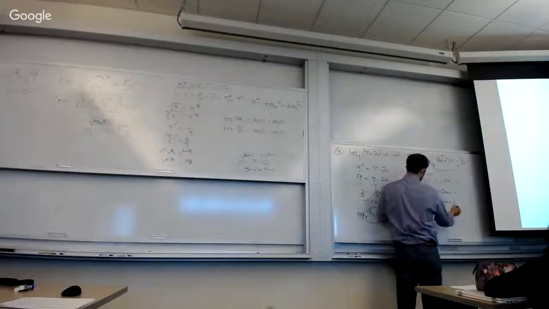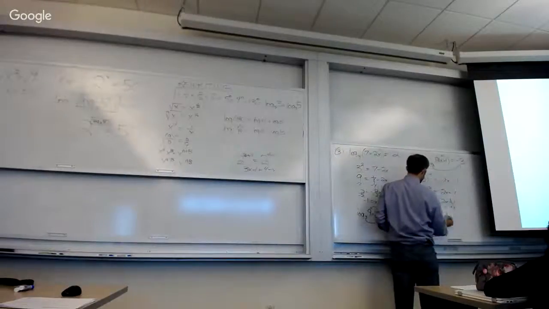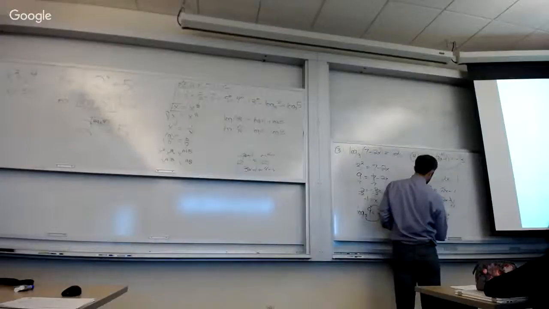And again, at this point, we're just doing standard algebra. We say 2x equals 9. And dividing by 2, we get x equals 9/2.